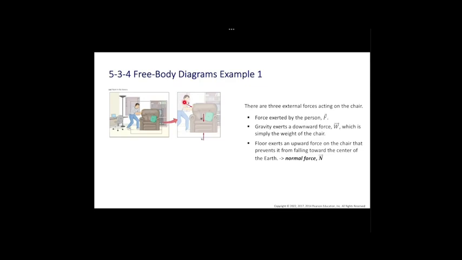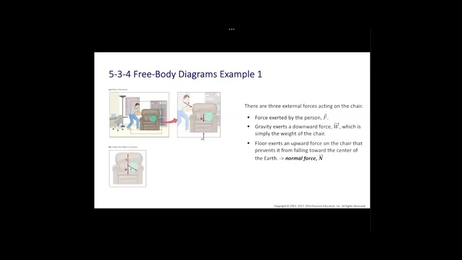The first one is the force exerted by the person, which is F, and then gravity exerts a downward force, which is W, simply the weight of the chair. And now there is another force: the floor exerts an upward force on the chair that prevents it from falling toward the center of the earth, which we call the normal force N. We will be learning about normal force at the end of this lecture again.